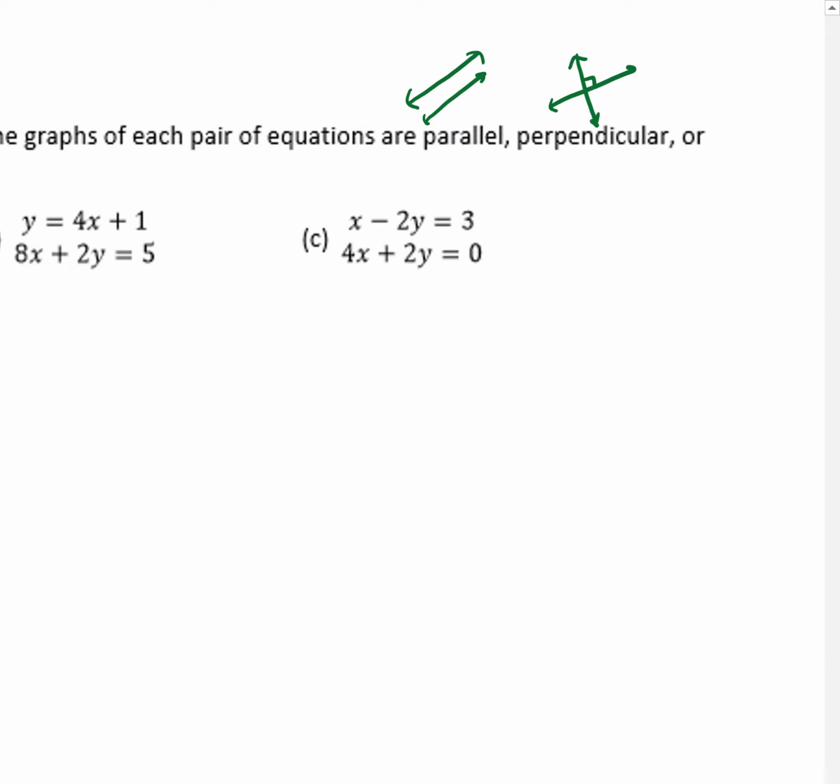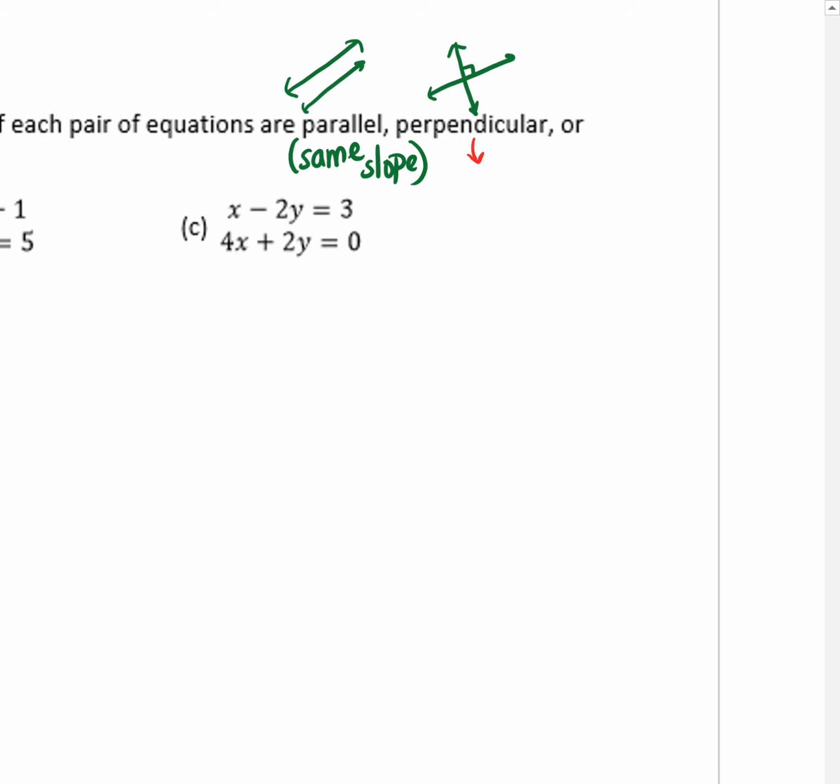Remember, two parallel lines have the same slope. So if you see two lines and you say, oh, their slopes are the same, that means they're going to be parallel. And they're perpendicular when, let's see, how do you say it? Their slopes are reciprocals with opposite signs.